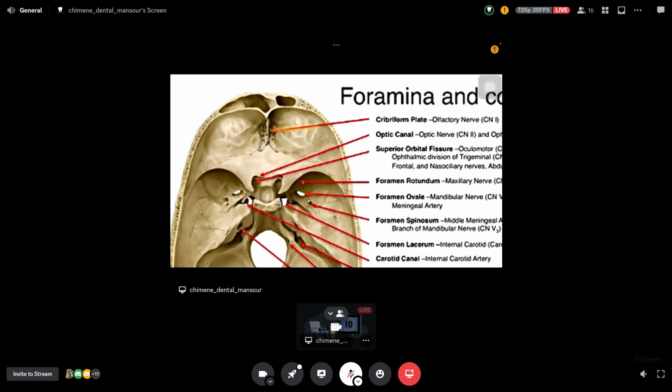So the jugular foramen allows the passage of the internal jugular vein first, the glossopharyngeal nerve, cranial nerve 9, the vagus nerve, cranial nerve 10, and the spinal accessory nerve, cranial nerve 11.